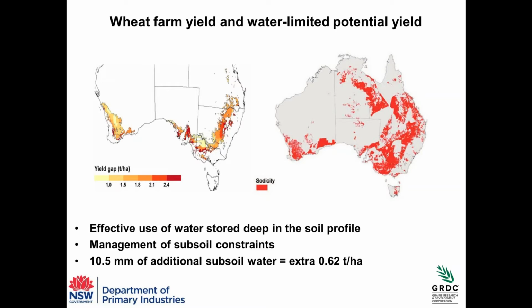And a back of envelope calculation: an extra 10 mils of water in the subsoil at a very critical time, in the spring where the crop is flowering or grain filling. If we make 10 mils of that unavailable water available to the crop, that on its own is about an extra 0.6 tons per hectare of extra grain yield.